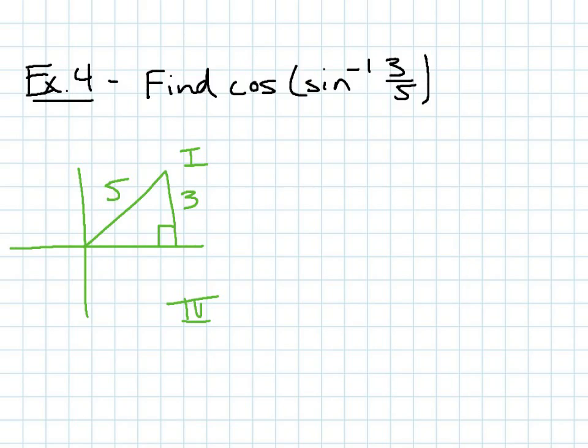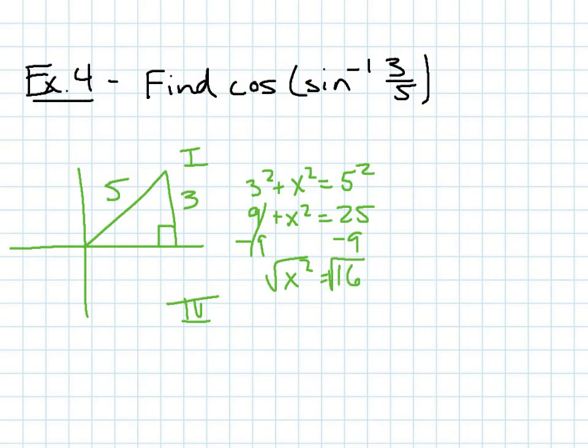So for this triangle, before I can find cosine, I need to find the rest of my triangle. I need to find the other side. So using the Pythagorean Theorem, 3 squared is 9, 5 squared is 25. I subtract 9 from both sides. I square root. Because I'm talking about something in the first quadrant, x is positive as well. So that means that my value for x should be 4.